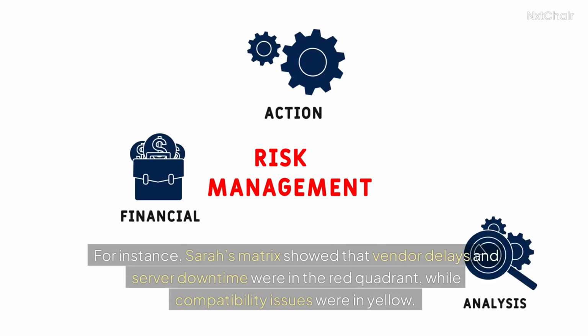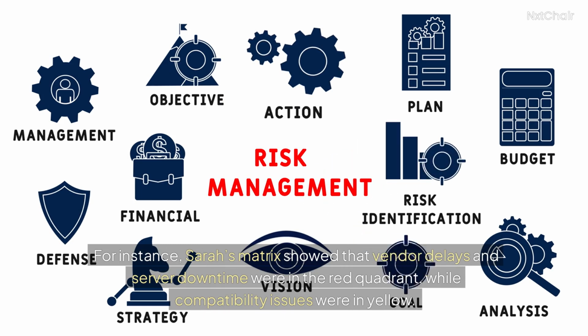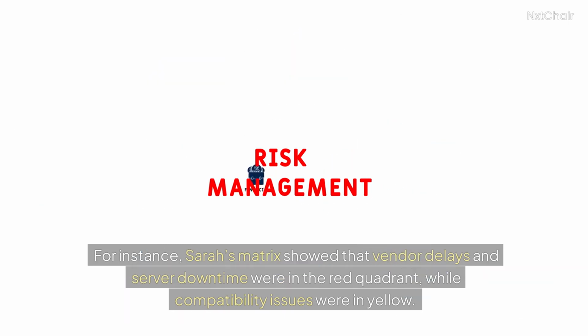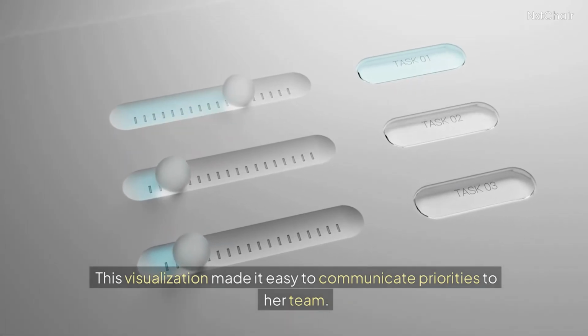For instance, Sarah's matrix showed that vendor delays and server downtime were in the red quadrant, while compatibility issues were in yellow. This visualization made it easy to communicate priorities to her team.